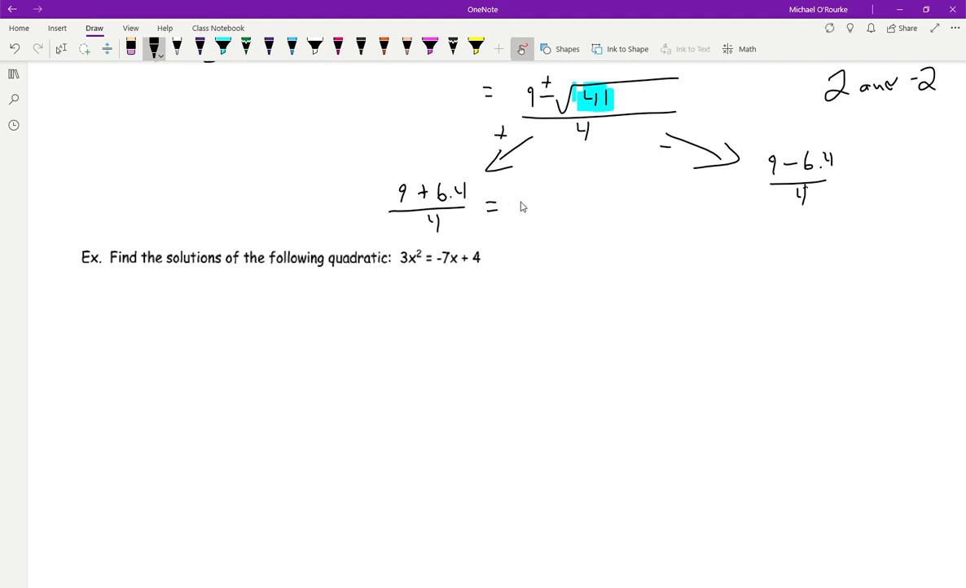So realistically, the middle step here would be what? 15.4 divided by 4, which equals 3.9. And this one here would be 9 minus 6.4, 0.65. Okay? So there's our two roots. So if we were to draw a graph, what that would be, if we were to draw a graph here, there'd be one spot at 0.65 and one spot at 3.9.